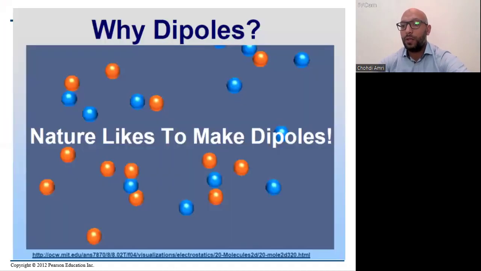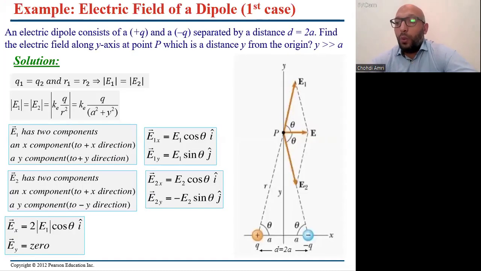Good. Let's continue. Now we want to calculate the electric field due to this electric dipole at a point P along the y-axis. The electric dipole is along the x-axis. The question says an electric dipole consists of positive charge and negative charge, plus q and minus q, separated by a distance d. This distance d is equal to a. The question is, find the electric field along the y-axis at the point P, which is a distance y from the origin. And we will assume that y is greater than a.